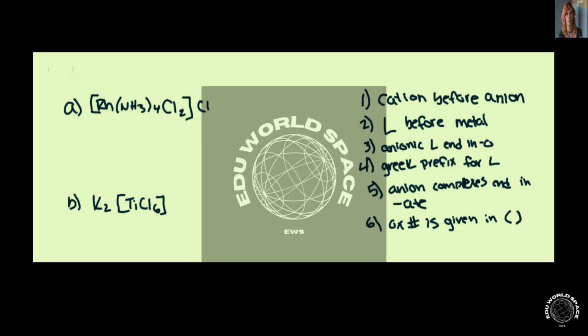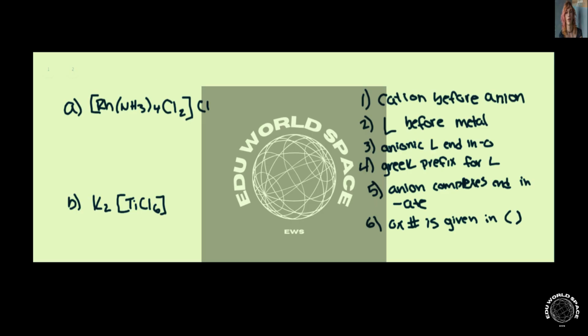So given those 6 rules, we'll start with A, where we start with the cation part of this complex, which is the metal and ligands. The anion is this chloride ion. Starting with the ligands within the cation, we have this NH3, which is an amine, and there's 4 of them. And then we have this chlorine, which is a chloro. For these names, the amine is going to come first.